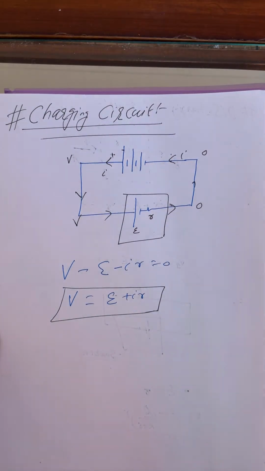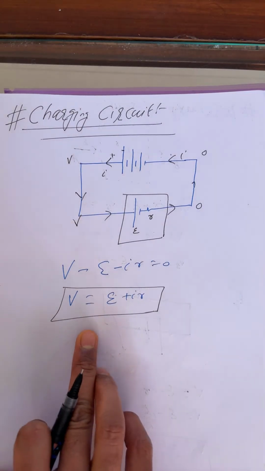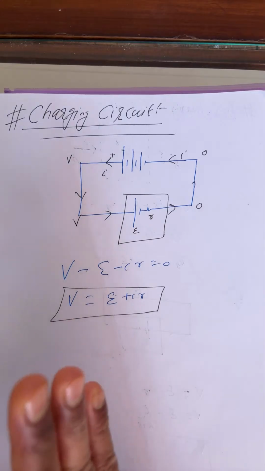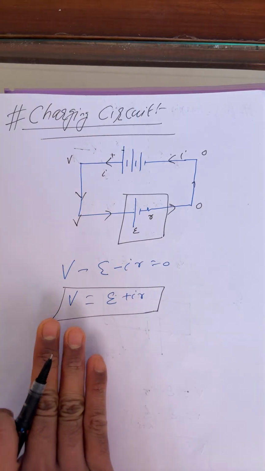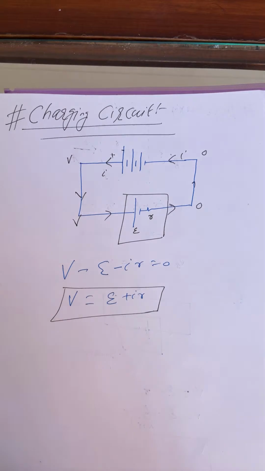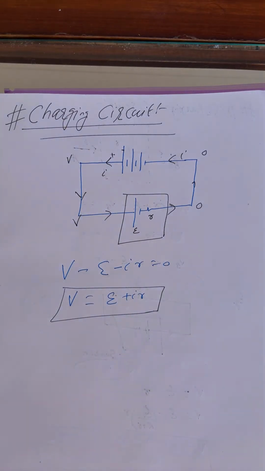This is not always true. You can keep in mind V is equal to E plus Ir. Both are true: V is equal to E minus Ir for a discharging circuit, and V is equal to E plus Ir for a charging circuit. So keep in mind these two differences.